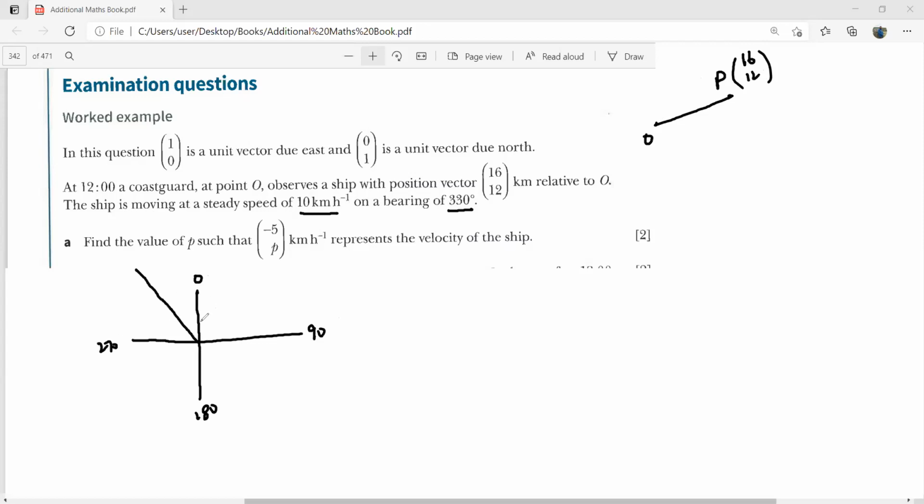So this is the bearing of 330. It means the ship is going in this direction. Let me draw it here. I'll draw that later. Now its magnitude is 10, and all of this is going to be 330 degrees.